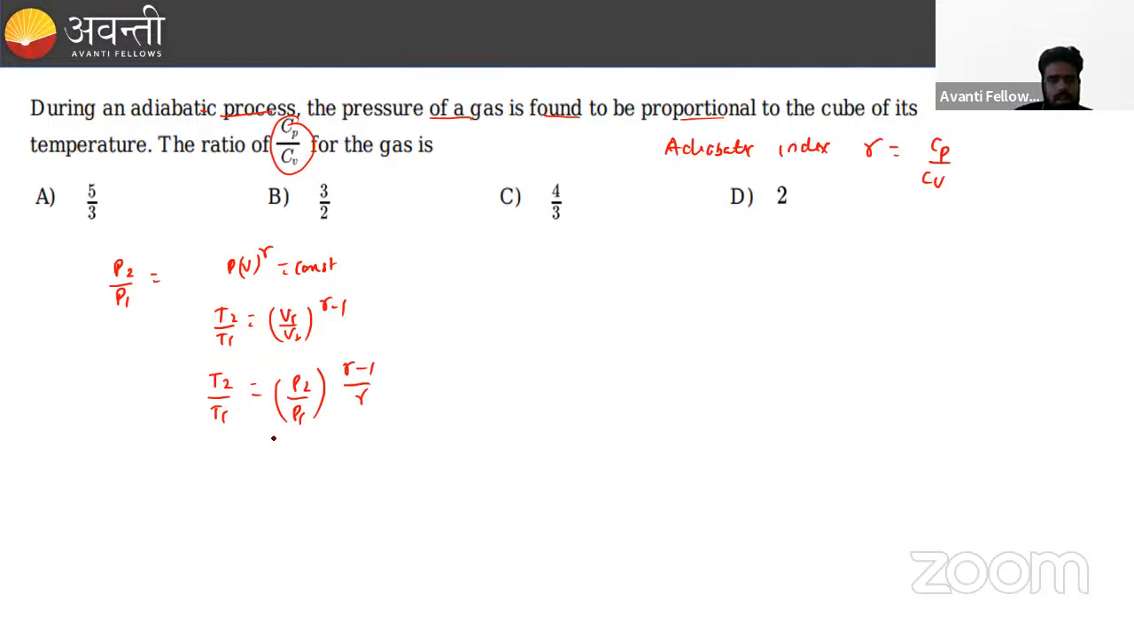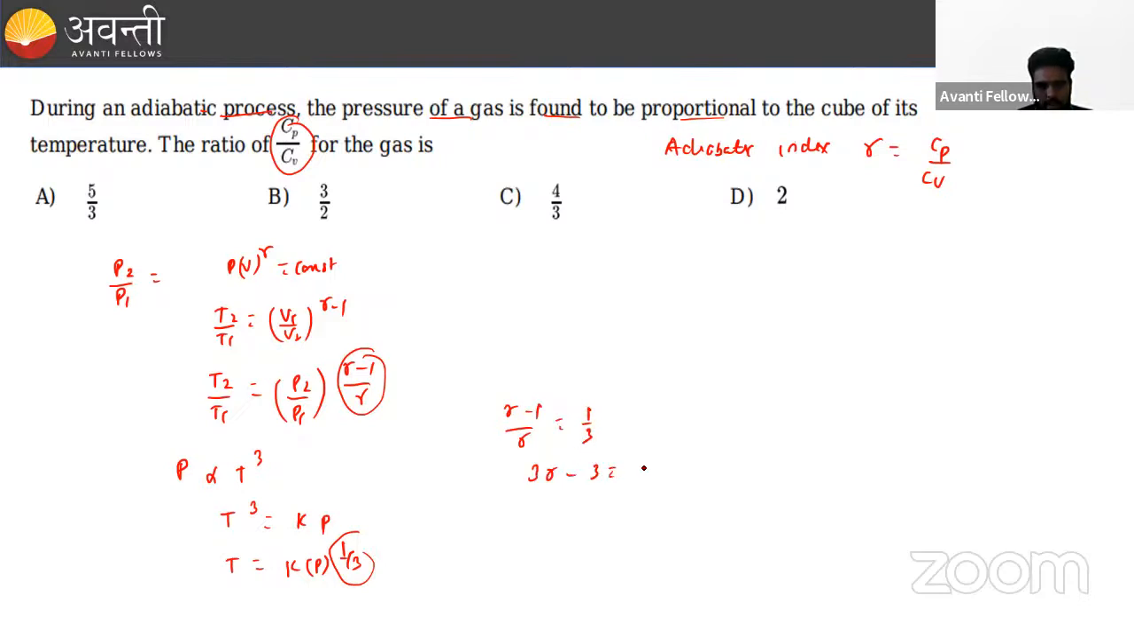Right. So after seeing these expressions, in this problem it is said that the pressure of the gas is proportional to the cube of temperature. P is proportional to T cube. So T cube can be written as Kp, and T can be written as Kp raised to power 1 by 3. This value 1 by 3 must be equivalent to gamma minus 1 upon gamma. So 3 gamma minus 3 equals gamma, so 2 gamma equals 3, so gamma equals 3 by 2. This is nothing but Cp upon Cv. Option B is the right one.